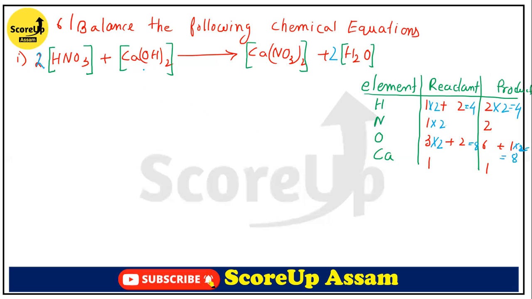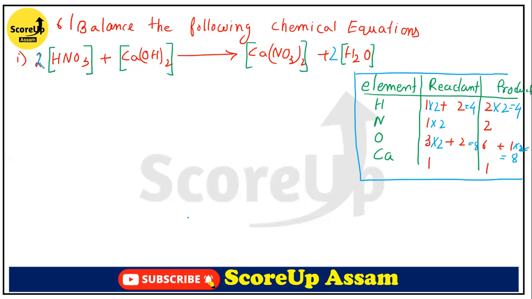Okay. What about calcium? Calcium is balanced on both sides, in reactant side as well as product side. So no need to balance calcium. Okay. So this is the balanced equation of question number 6, Roman 1.